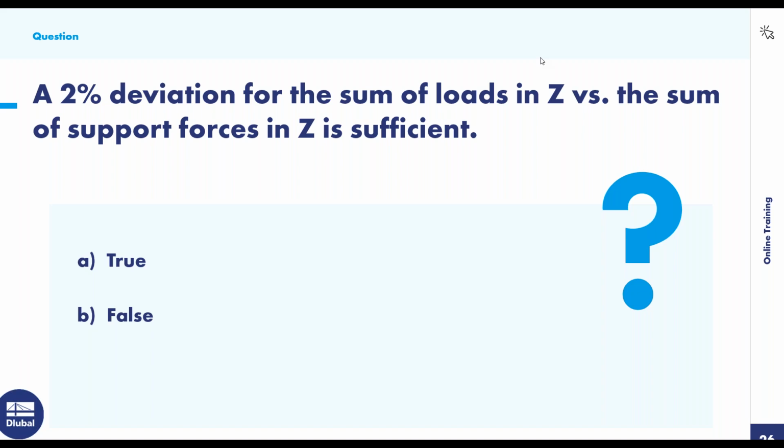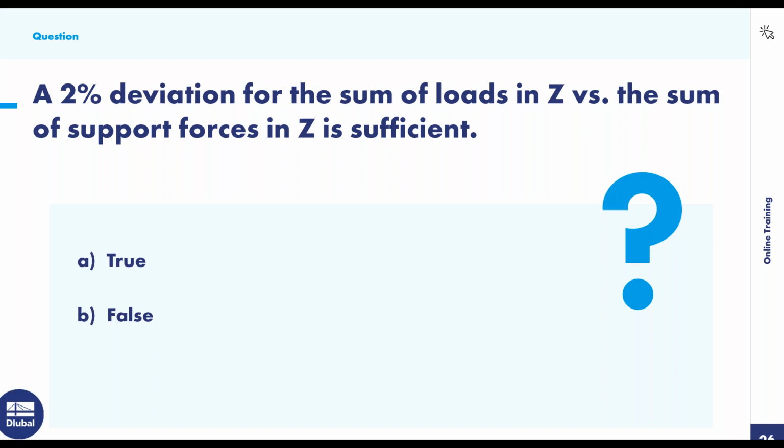All right, so it looks like most of you answered false. I see a couple trues. So the statement was a 2% deviation for the sum of loads in Z versus the sum of support forces in Z is sufficient, and that's false.